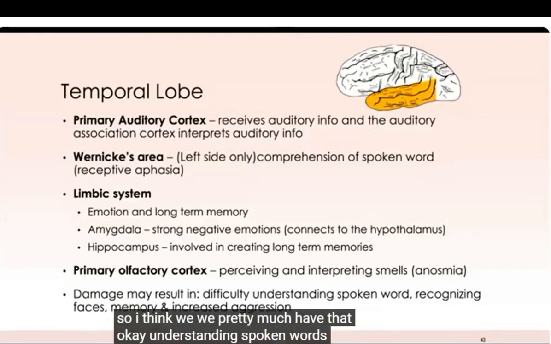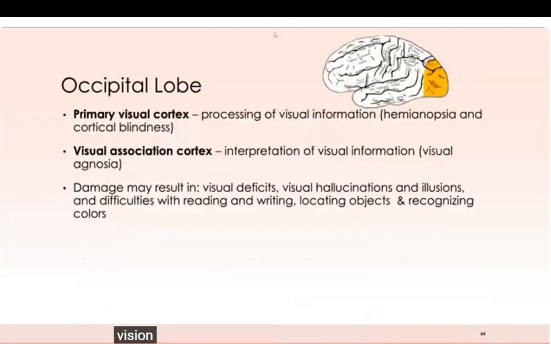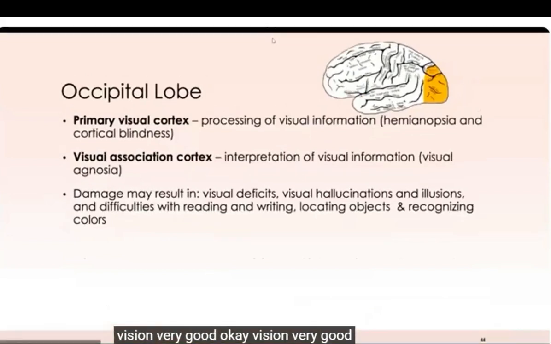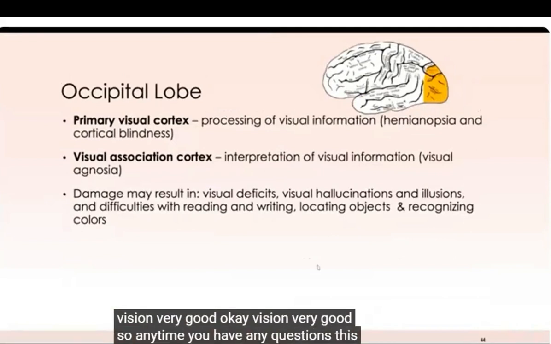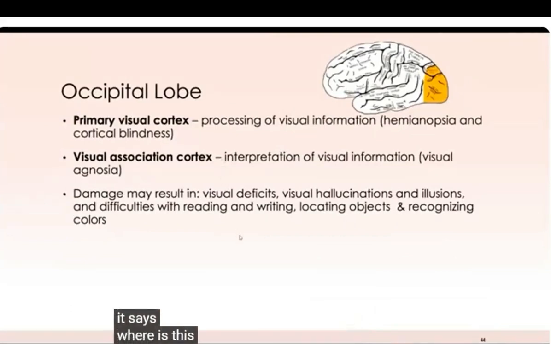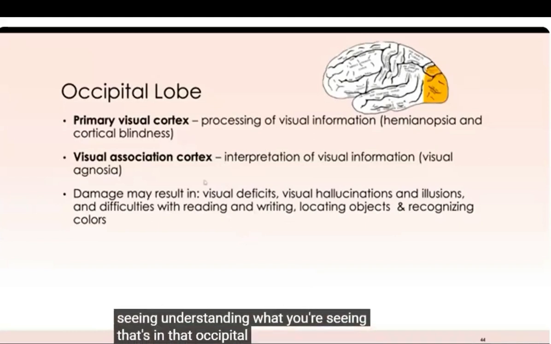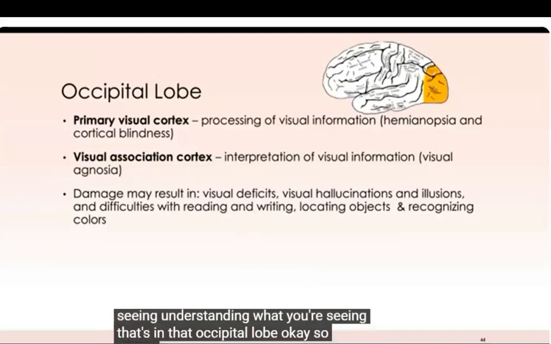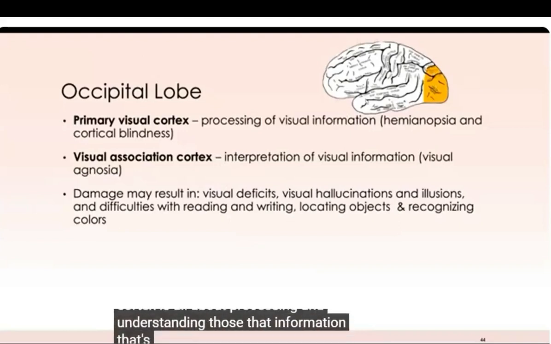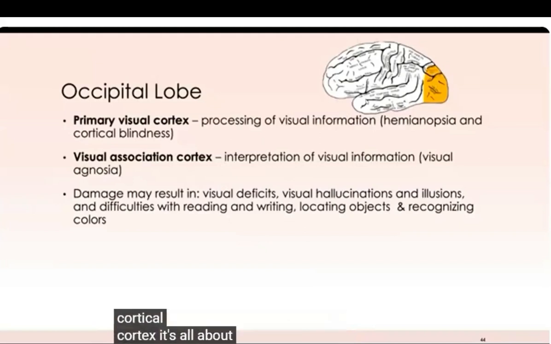Understanding spoken words. And then our occipital lobe. And what should we think about here? Occipital, vision. Very good. So anytime you have any question that says anything about vision and it's asking you where in the brain, it's the occipital lobe. It says, where is this being processed? Okay, occipital lobe. Processing what you're seeing, understanding what you're seeing, that's in that occipital lobe. The cortex is all about processing and understanding that information that's coming in. So anytime you see cortical, cortex, it's all about processing.